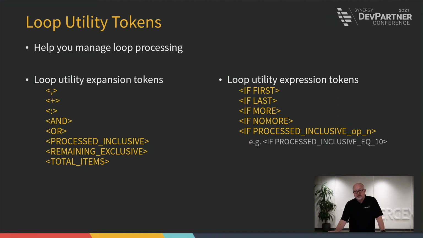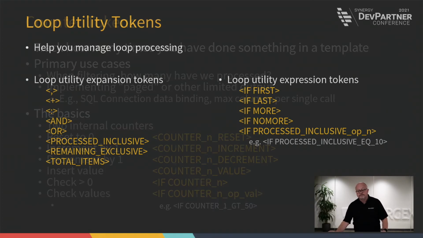I use that in SQL connection code generation, where if you're doing data binding variables to columns in a table, there's an absolute maximum of 254 columns that you can bind with one statement. So I use this kind of functionality to say, once we get to 254, do the bind and then start a new one, that kind of thing.